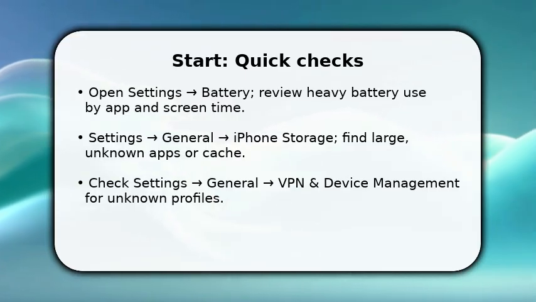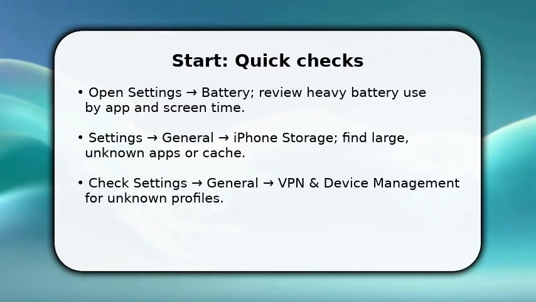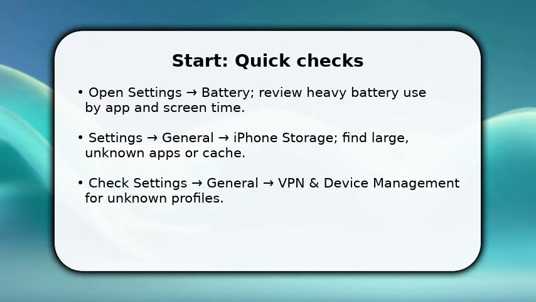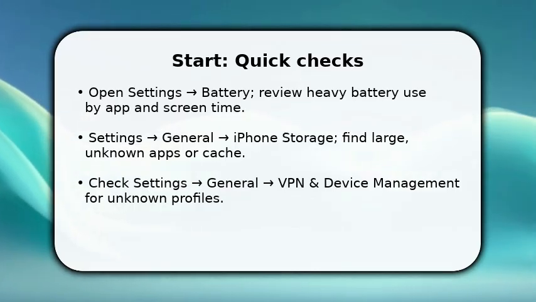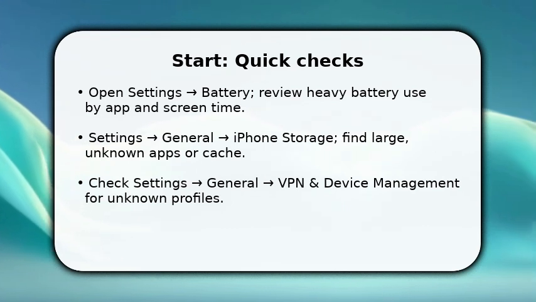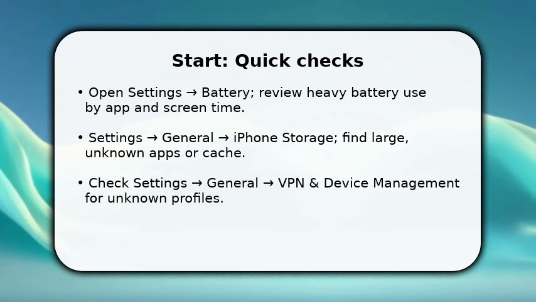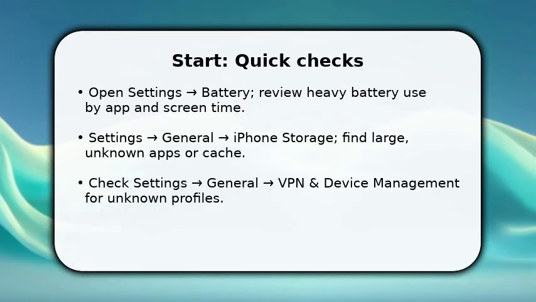Once done, go to General, Right Arrow, iPhone storage to spot oversized or unfamiliar apps that may hide malware. Then check General, Right Arrow, VPN and device management. Malicious profiles can give remote control. Make sure to note app names and timestamps so you can remove or report them accurately in the next steps.